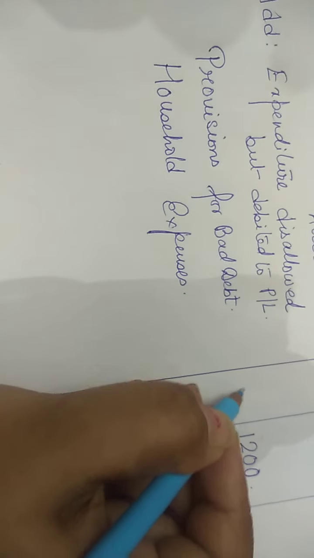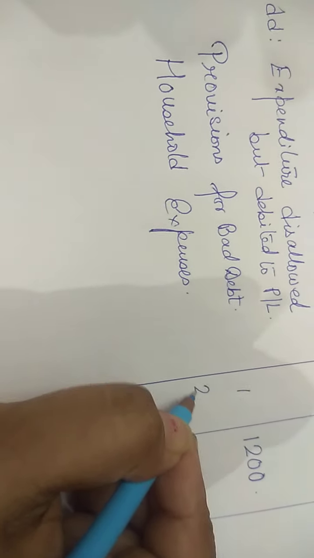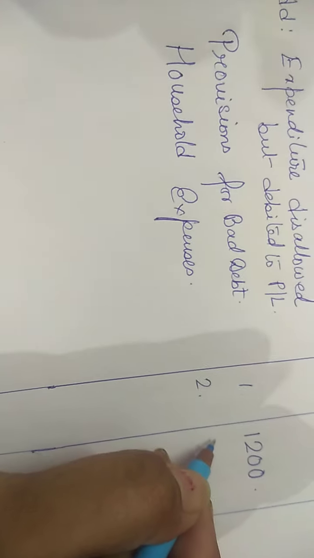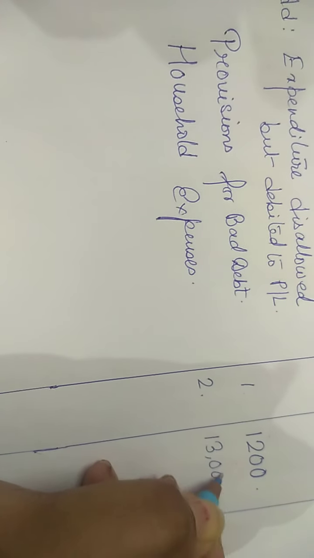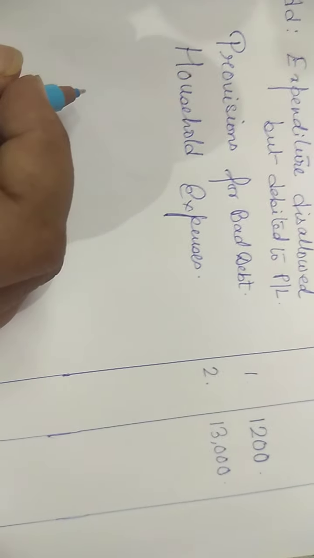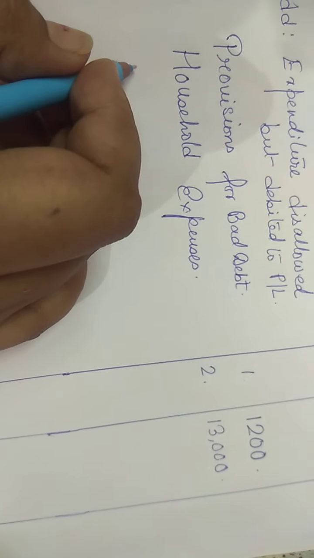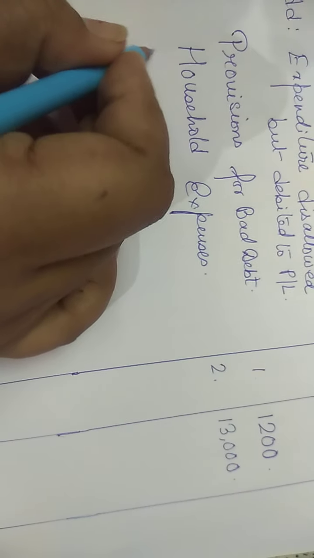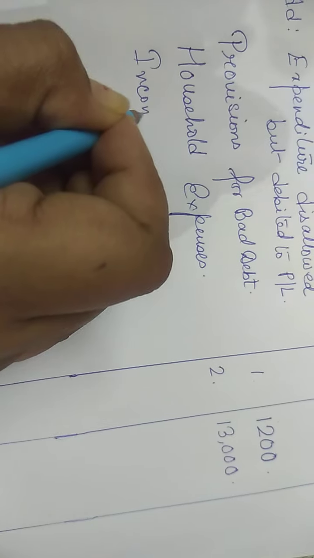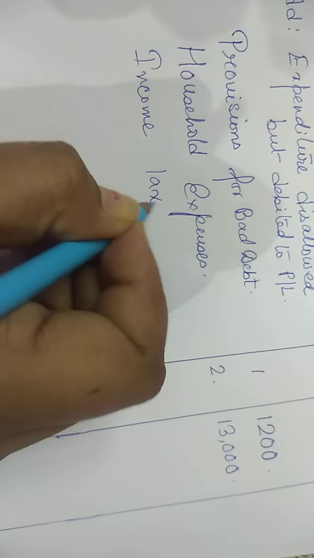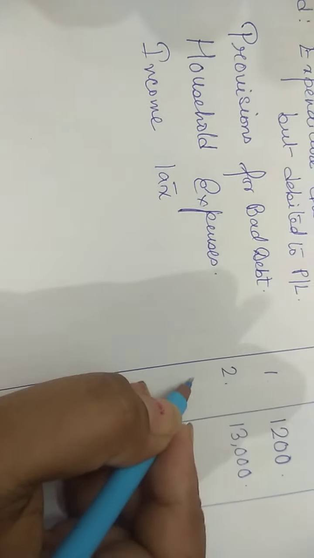It is no probable loss will be deducted. I'll write the notes later. Household expenses is 13,000. Okay. Only business related expenditures will be deducted. Next, after household expenses, we have income tax. Since it is a tax paid on individual's income, it will not get deducted.